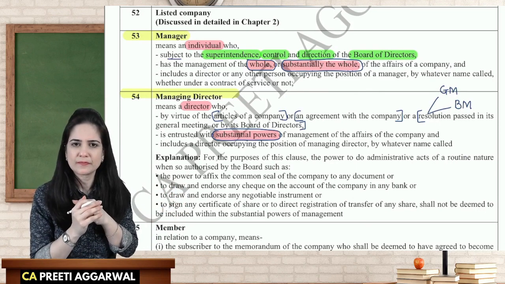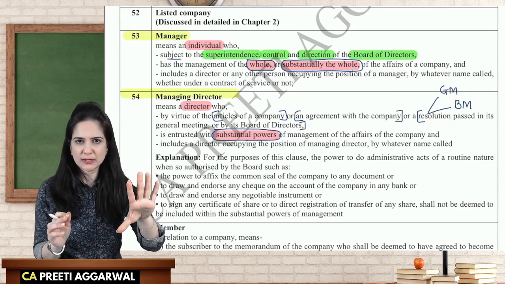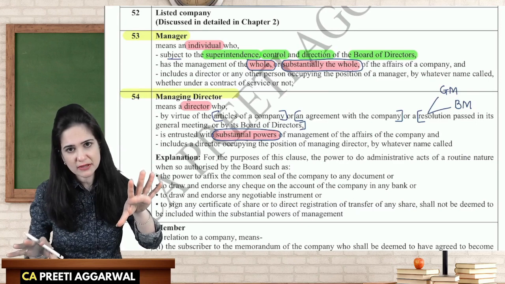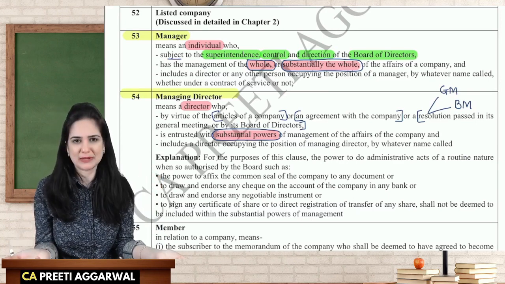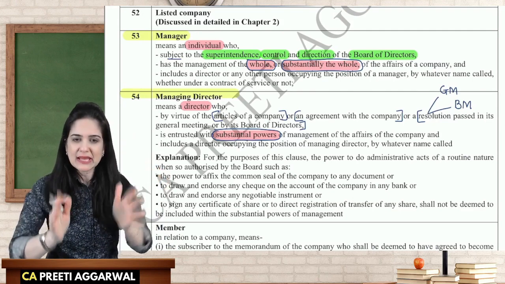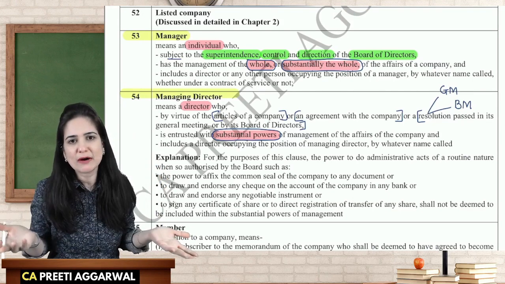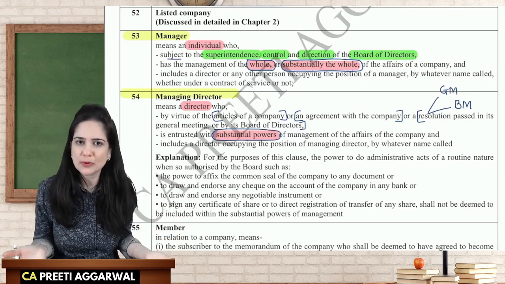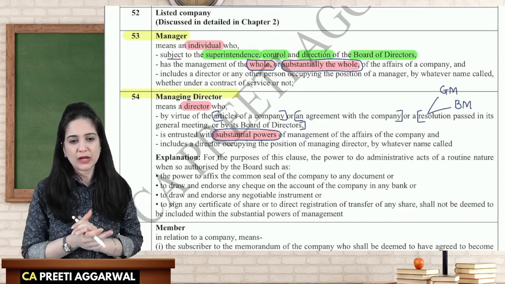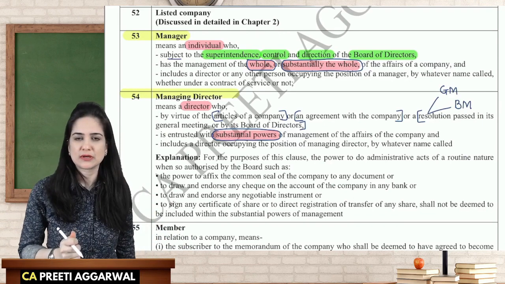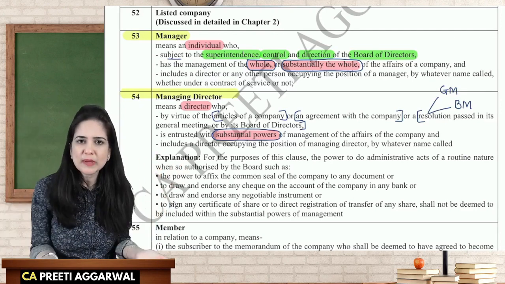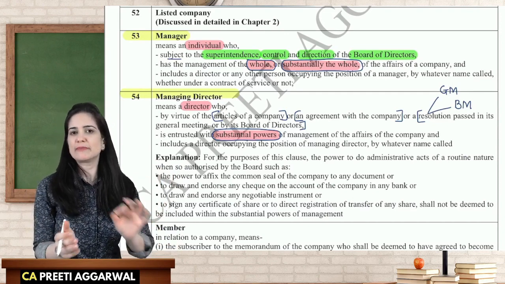Ma'am, I have a doubt here. If I have appointed a manager and given him whole of the powers, can I also appoint a managing director and give him substantial power? It is impossible. You cannot have manager and managing director at the same time. How can you give substantial powers to both? How can you give whole powers to both? You can either have a manager or a managing director. Ma'am, can I have two managers? How is that possible? You're giving either whole or substantial power to two people. That's not possible. So you will have a manager.